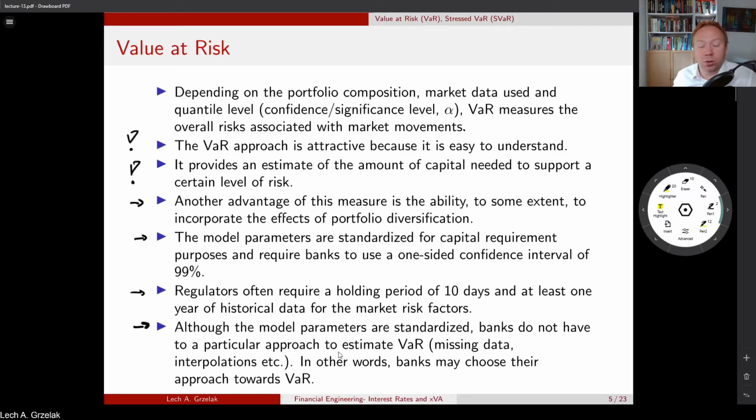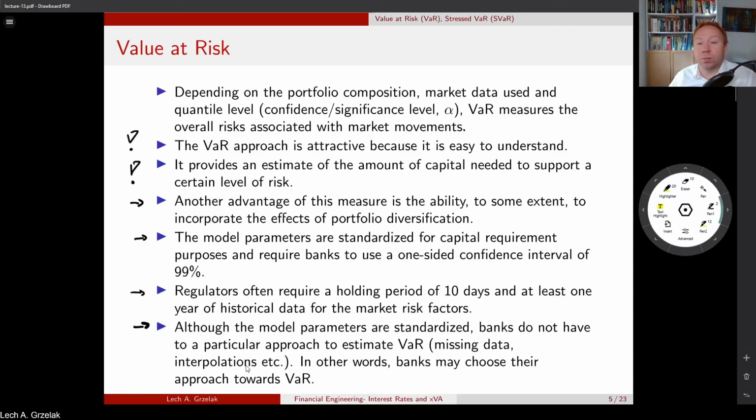So banks don't need to follow exactly the particular approach of our estimate. You could think VaR is just one equation you always have to follow. However, there are many different things that you can think of. For example, how to handle missing data. What if a market has changed and some quotes were introduced meanwhile? So those kinds of very specific choices, also regarding interpolations.